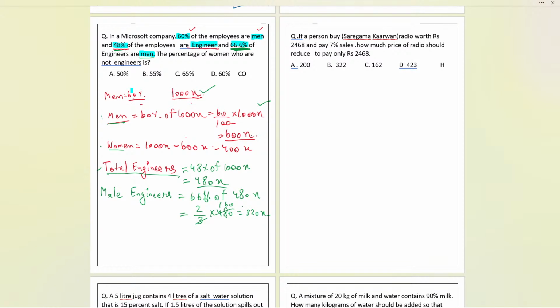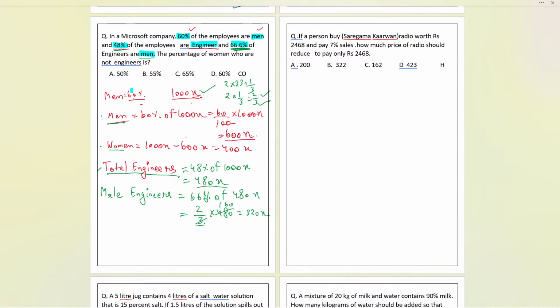1 by 3 into 480? No, it is 66.66%. 33.33% is 1 by 3. Yes. Okay, so that is the part. So that is why 66.6% will be, okay, 2 times 33 1 by 3 percent. So it will be 2 times 1 by 3. It will become 2 by 3. Okay, this is the case we have taken over here, 2 by 3.